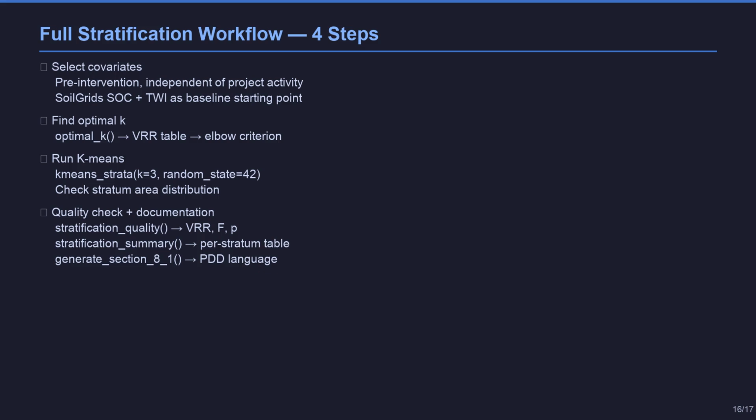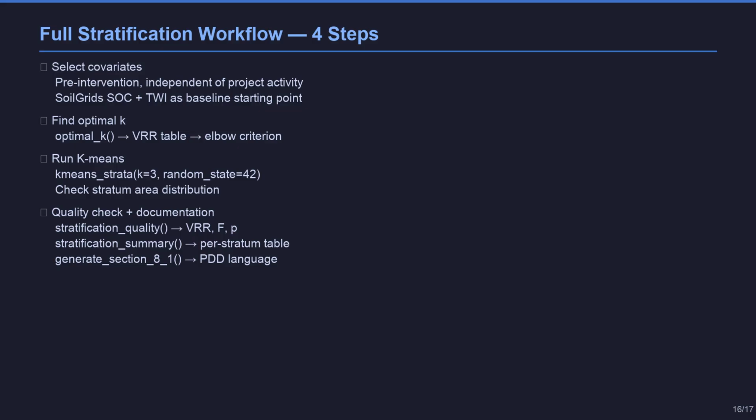The full stratification workflow is 4 steps. Step 1. Select your covariates. They must be pre-intervention and independent of the project activity. Soil grids, SOC plus topographic wetness index, is a strong starting point for most agricultural projects. Step 2. Find the optimal K using the VRR elbow criterion.